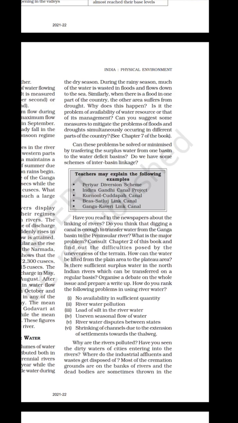How can the water be lifted from the plain area to the plateau area? Is there sufficient surplus water in the North Indian rivers which can be transferred on a regular basis? Organize a debate on the whole issue and prepare a write-up. How do you rank the following problems in using river water? Non-availability in sufficient quantity, river water pollution, load of silt in the river water, uneven seasonal flow of water, river water disputes between states, shrinking of channels due to the extension of settlements towards the thalweg.